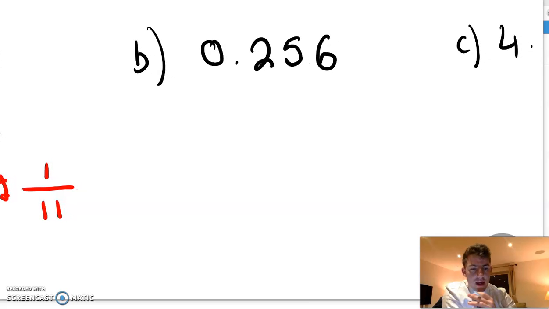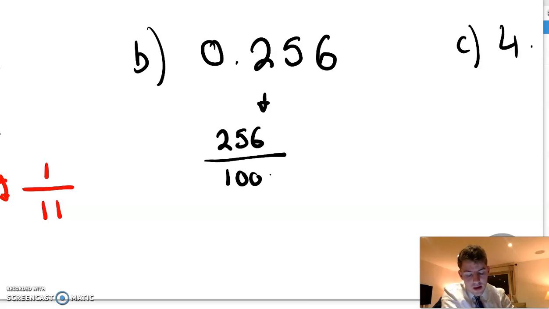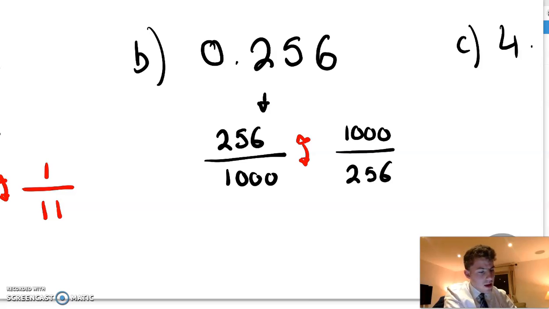Well, what I like to do first is convert 0.256 to a fraction. So I'm just going to times it by 1,000, and that gives me 256 over 1,000, because that equals our 0.256. And then for the reciprocal we just flip the fraction, and that gives me 1,000 over 256, and that can be simplified down to 125 over 32.